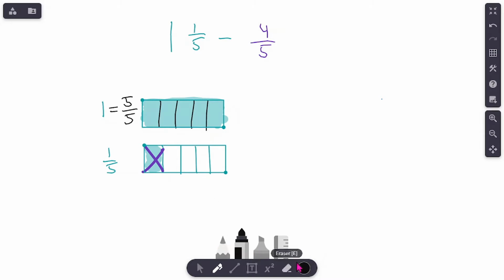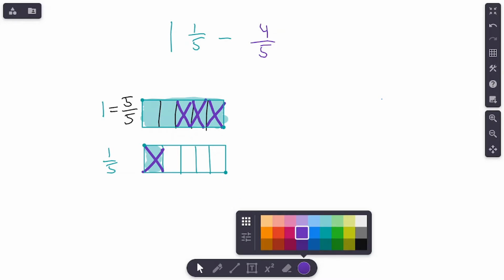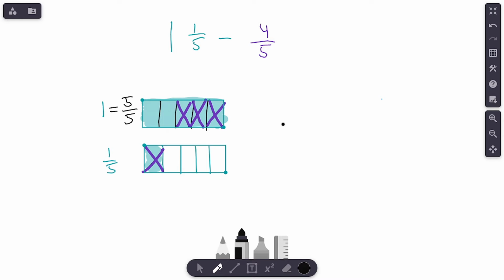All right, let's continue subtracting. We subtracted 1/5. Here's 2/5. Here's 3/5. Here is 4/5. Take a look and see what we just did. We had 1 1/5 in this bluish color. We subtracted 4/5. 1/5, 2/5, 3/5, 4/5. Now how much do we have left shaded in? 1/5, 2/5. That right there, ladies and gentlemen, is your answer. 1 1/5 minus 4/5 equals 2/5.